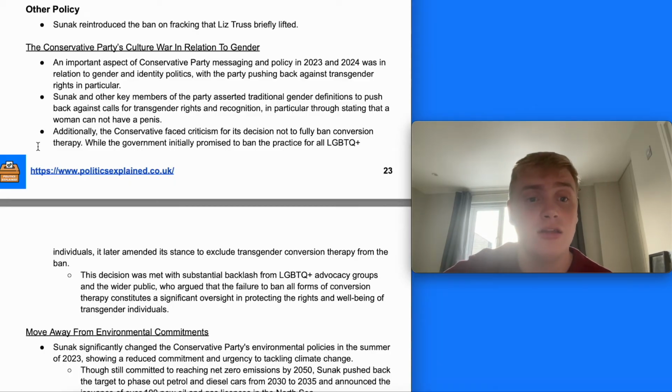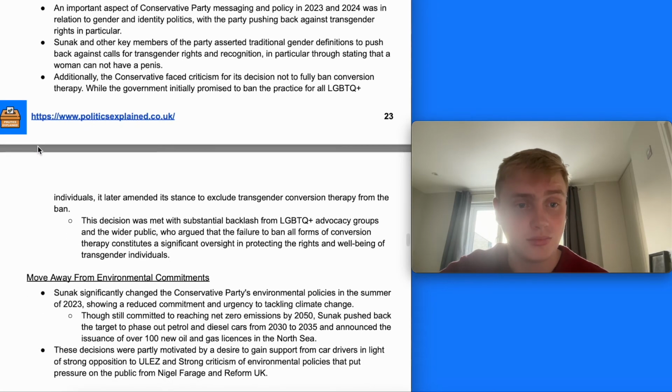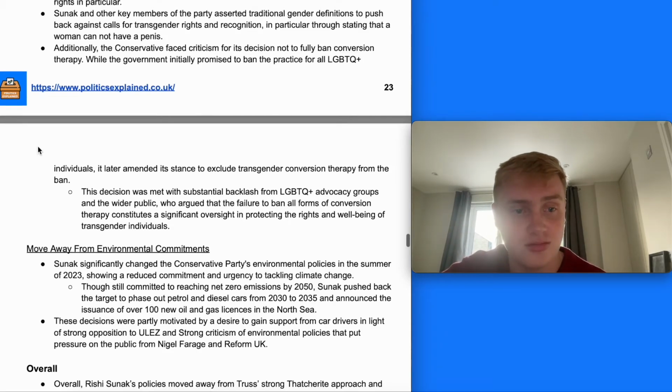And additionally, the Conservatives faced criticism for its decision not to fully ban conversion therapy. So while the government initially promised to ban it for all LGBTQ plus individuals, it later amended it to exclude transgender conversion therapy from the ban. And this was met with significant backlash from the LGBT community and pressure groups.